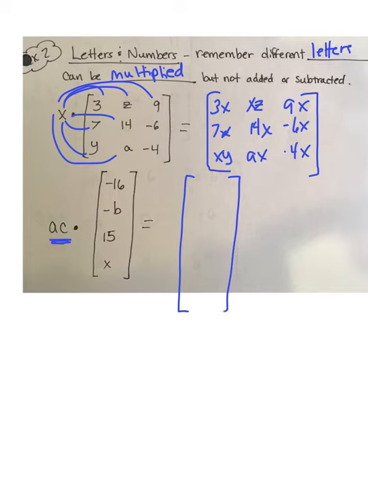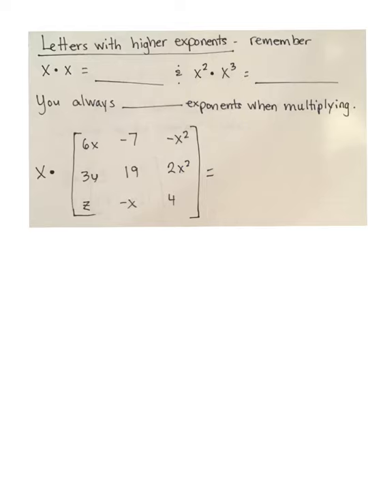I'm going to make a big matrix here for our answers. AC times a negative 16 is just a negative 16AC. AC times a negative B, and remember, put them in alphabetical order. A negative times a positive is a negative, so we know it's going to be a negative, and then it will be ABC. AC times 15 is just 15AC, and AC times X, alphabetical order again, so it would be ACX.